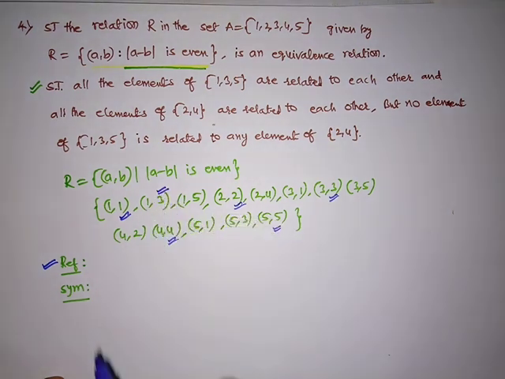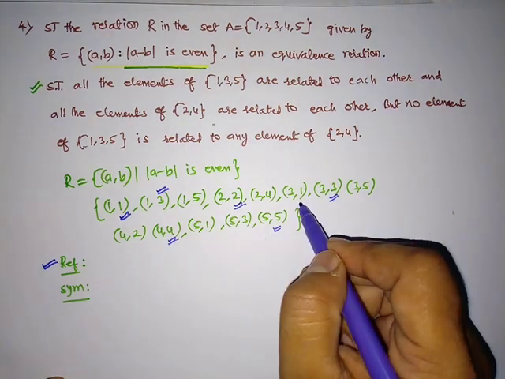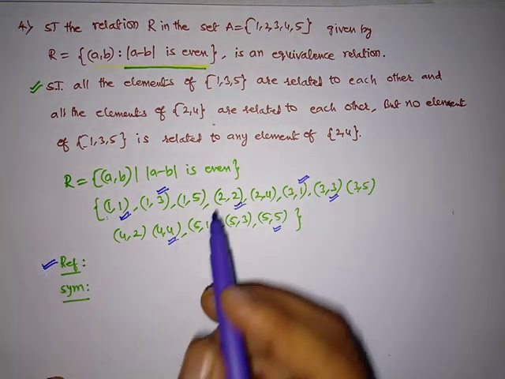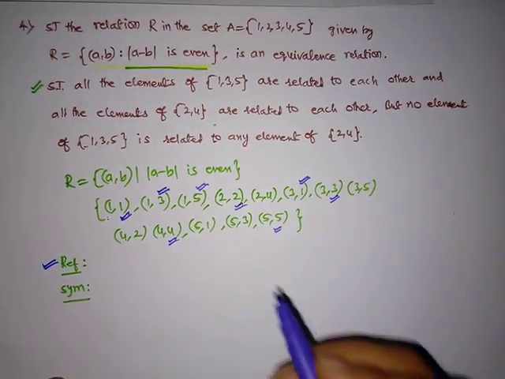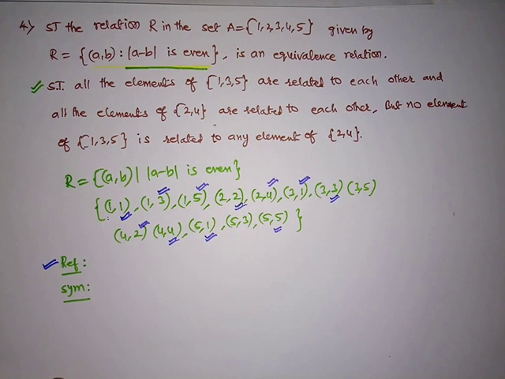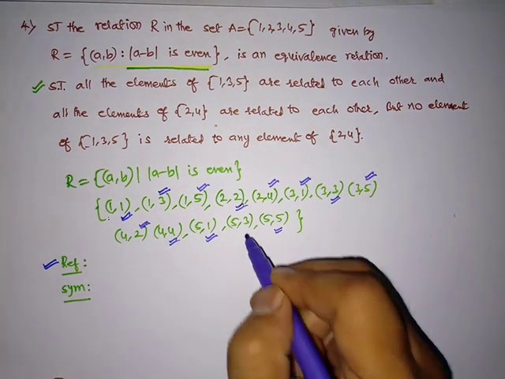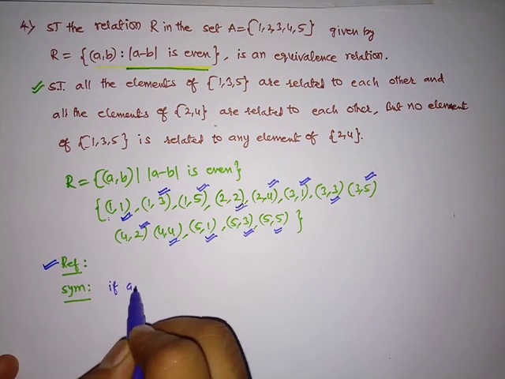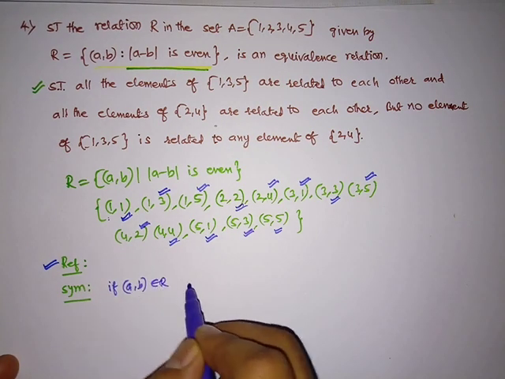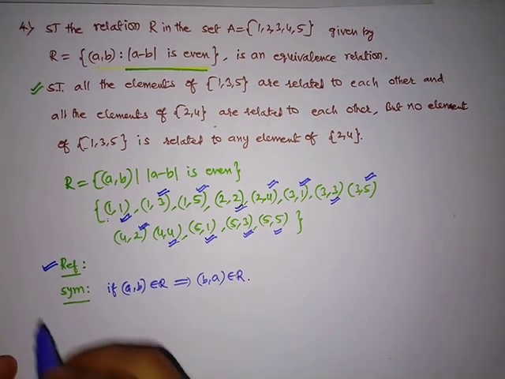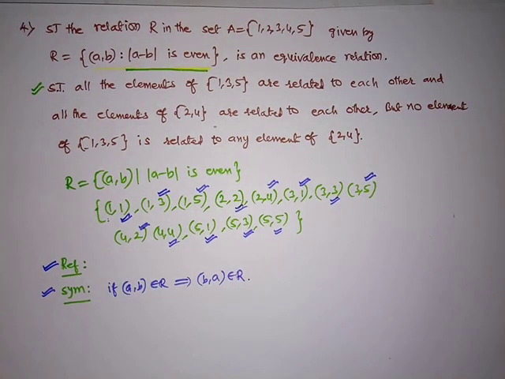1 comma 3 is taken here, then 3 comma 1 is also present. 1 comma 1 is as it is. 1 comma 5 is considered, then 5 comma 1 is also present. 2 comma 4 is taken, then 4 comma 2 is also present. 3 comma 5, 5 comma 3. So for each and every element, if a comma b belongs to R, this implies b comma a also belongs to R, then in that case it is symmetric also.